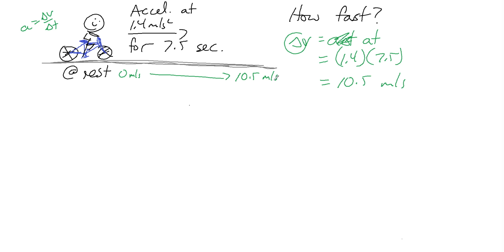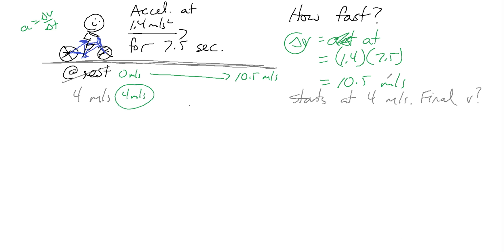Now what if we modified this a little bit? What if, instead of starting at rest, so let's get rid of that at rest, maybe he's already going 4 meters per second and then speeds up. So what if he starts at 4 meters per second? Same question: what's the final v? What is he going to go up to? Well, this is a little bit different because now he's starting at 4 meters per second. He's not starting at 0. Now he's starting at 4.